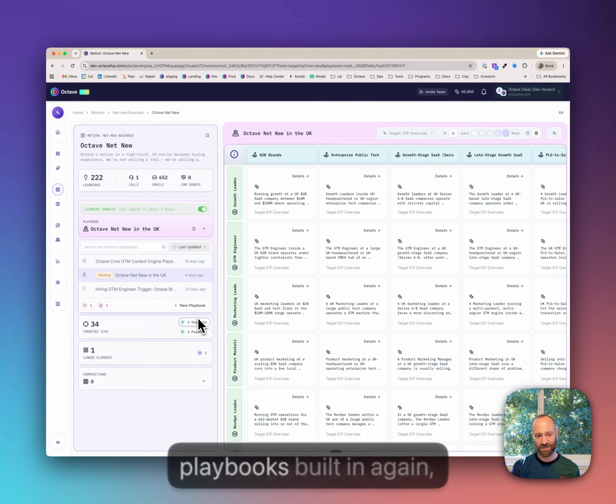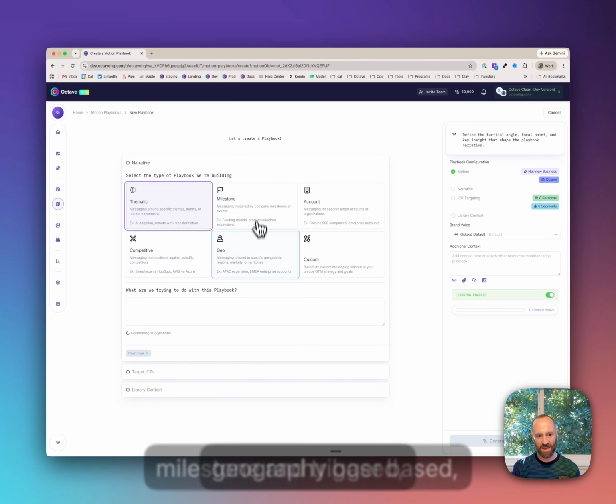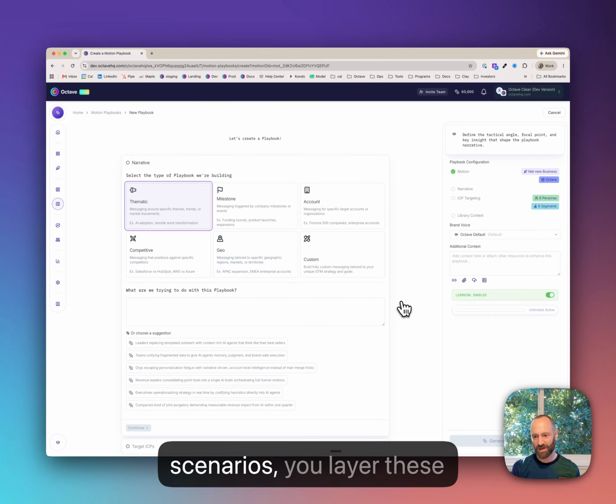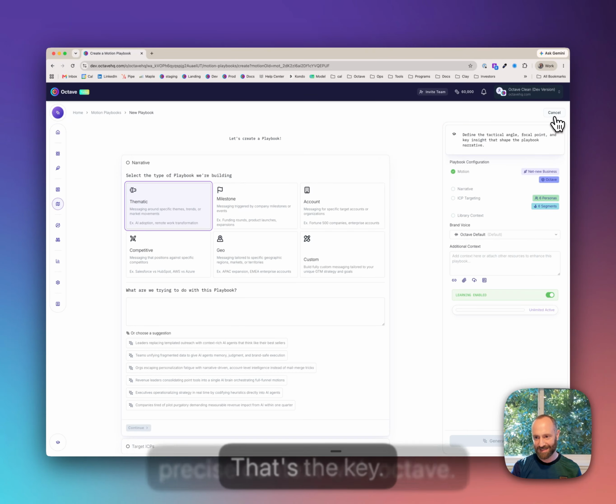The fun part here, these playbooks built in, again, thematic-based playbooks, milestone and trigger-based, geography-based, competitive, all these scenarios, you layer these over the motions, they continue to benefit from that same real-time learning, updating, self-healing property, right? Always rich, precise context with Octave, that's the key.